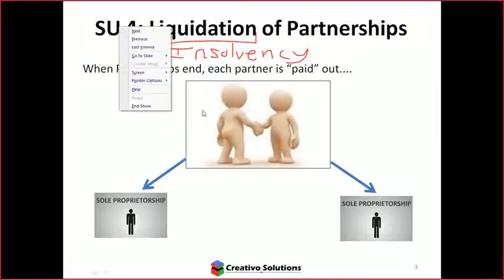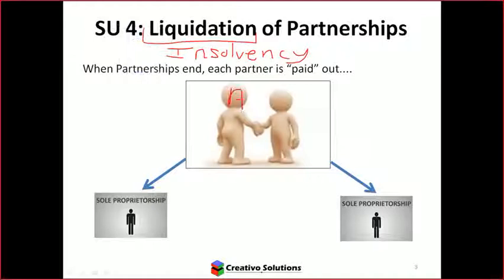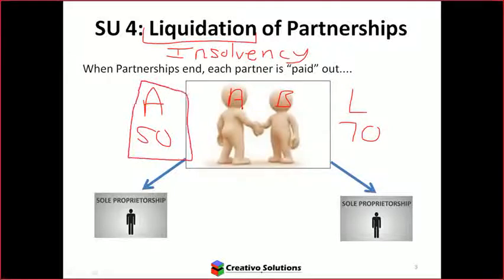This is a good example. Let's discuss what you've mentioned. Let's say A and B are running a business. Their assets are 50 and their liabilities are 70. Is that an insolvent business? Yes. So A and B have now decided to liquidate the partnership. What's going to happen to their assets? They're going to sell them. If they sell the assets, they realize 50.